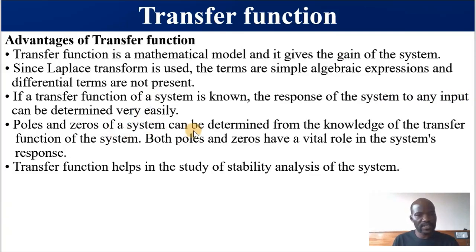Poles and zeros of a system can be determined from the transfer function. Poles and zeros of a system determine the stability of the system, especially their location. Then, last but not least, the transfer functions help in the study of stability and analysis of control systems.